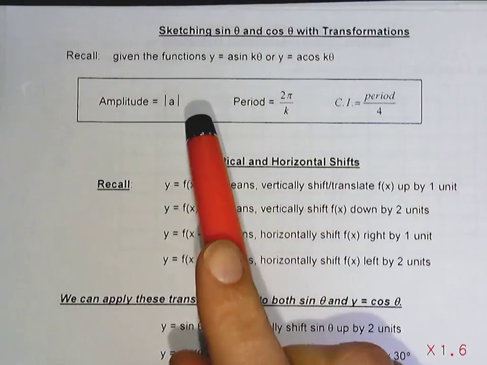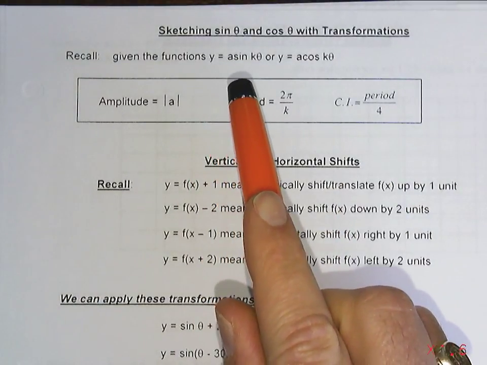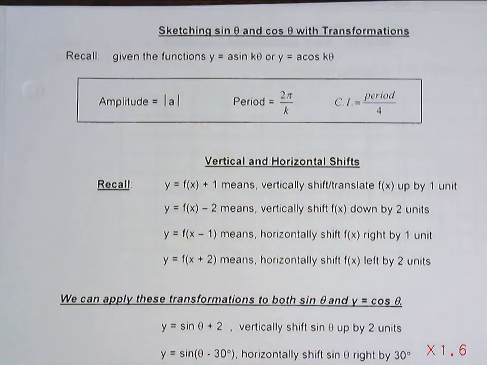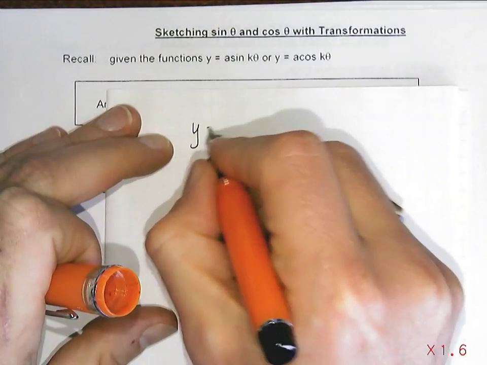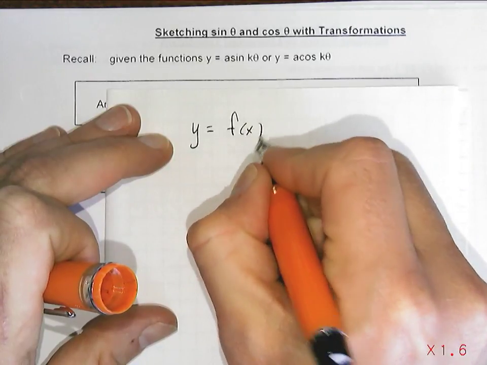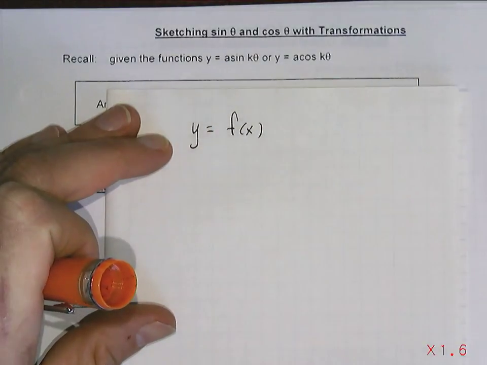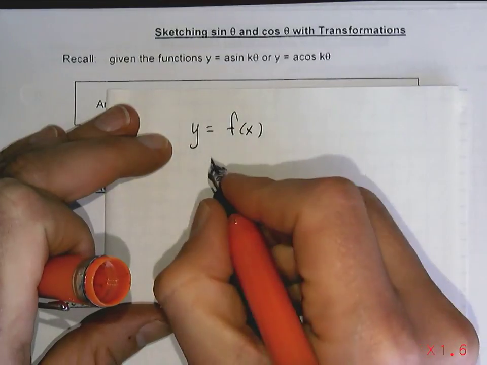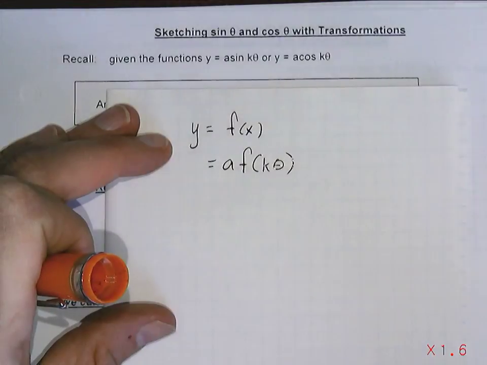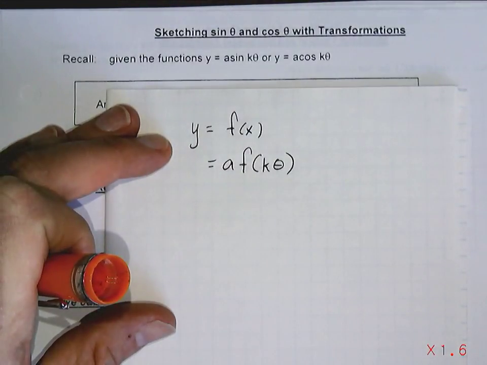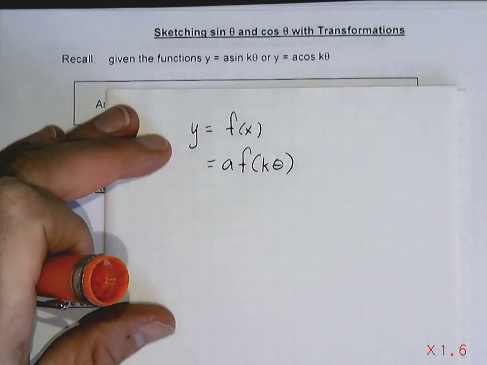So, given the functions y equals a sine k theta, or the function y equals a cosine k theta. Now let's look at that for a minute. Let's make sure that we're absolutely clear. If this was a function in this form, so now it's not sine or cos, it's just some function named f of x. We're talking about an a on the outside and a k on the inside. Yes, I do understand we used to use a c. I get that. Deal with it. We use different constants in different forms of mathematics.